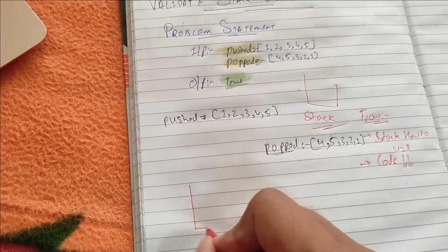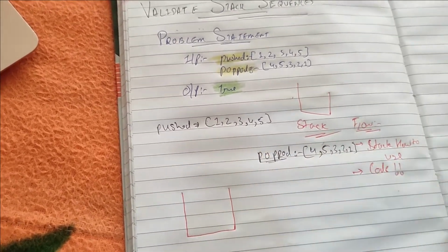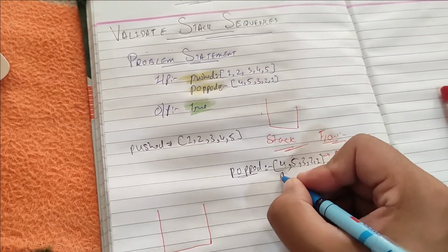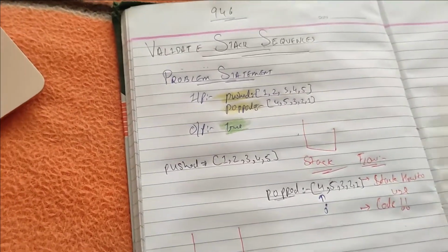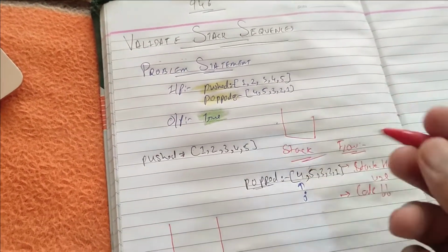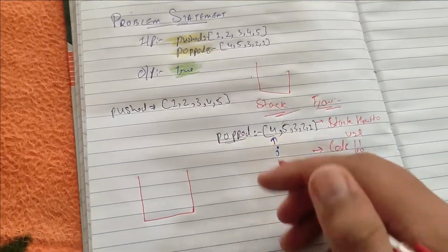First of all, I will create my stack over here, like this. This is my stack. Then I will create my pointer over here. Let's say I will call this pointer j. So my j pointer is pointing at my 4. You can call it any variable, you can choose any variable name, it doesn't matter. Okay, here we go.